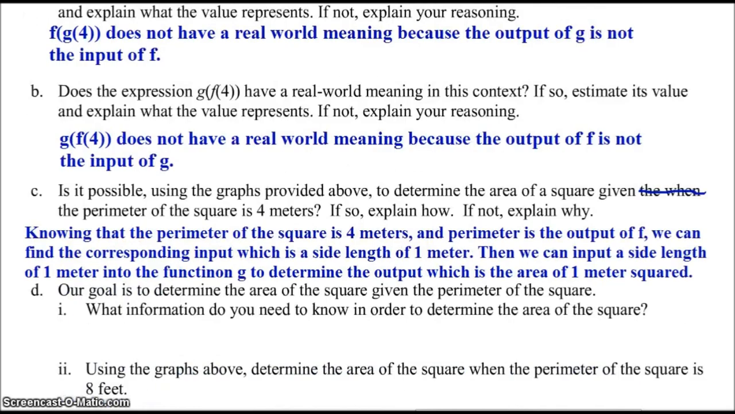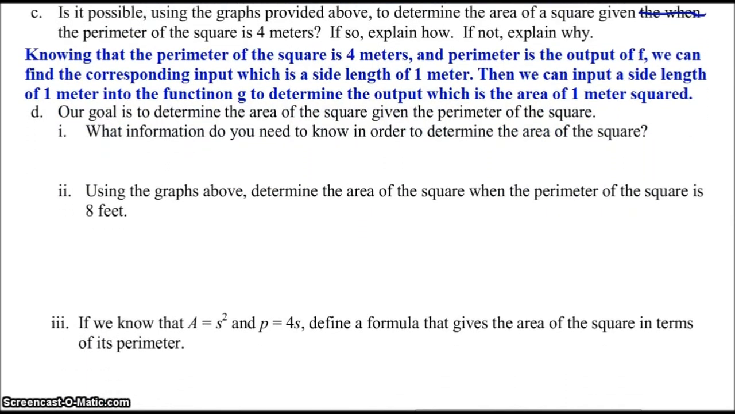And this should all make sense in terms of a square. If the perimeter is 4 meters, you can draw your square. That means there has to be 1 meter on each side length, and then your area is just 1 times 1, the length times the width, and you get 1. Part D says our goal is to determine the area of the square given the perimeter of the square.